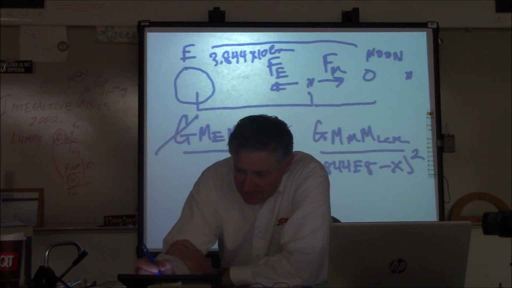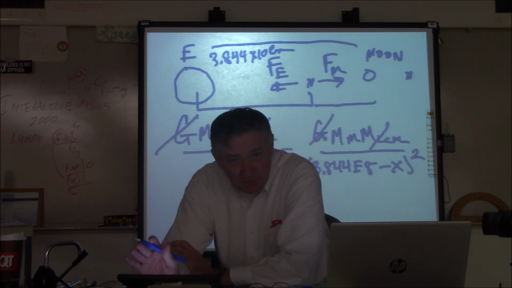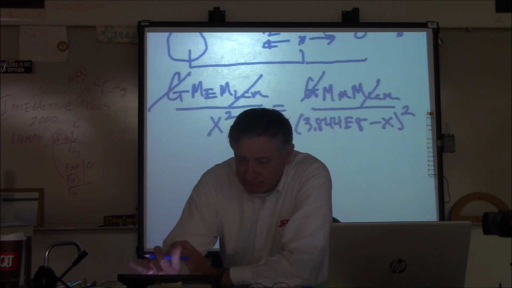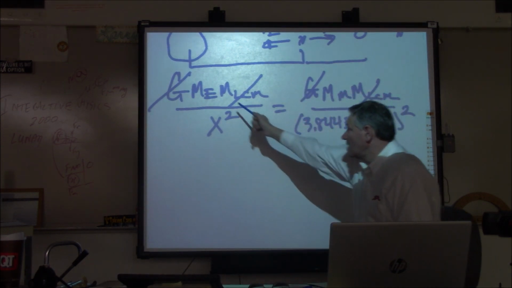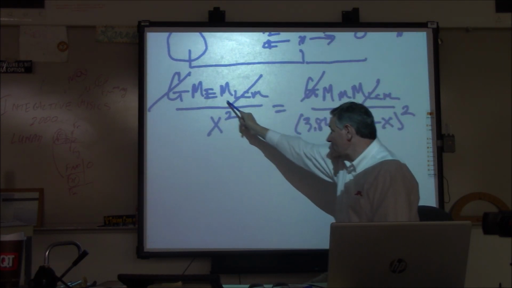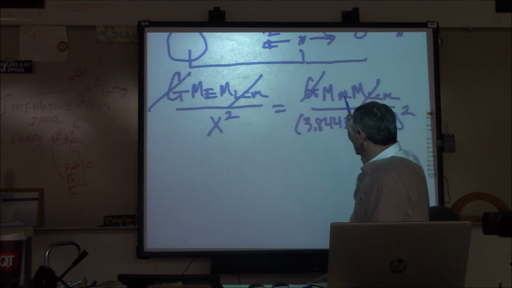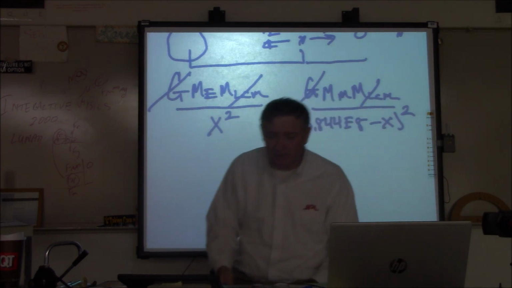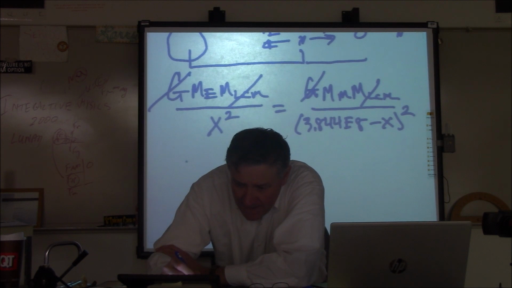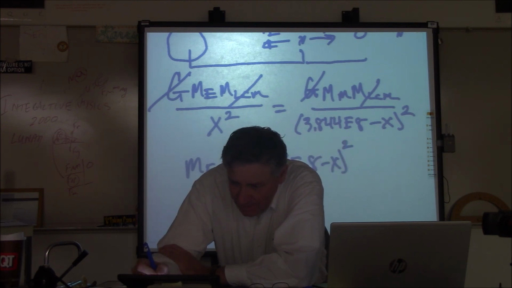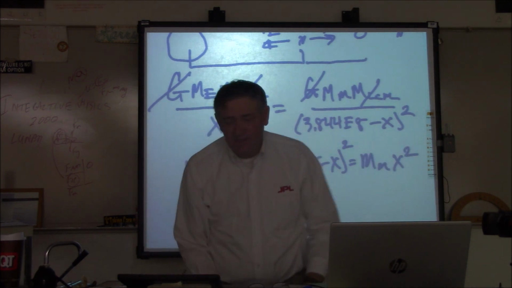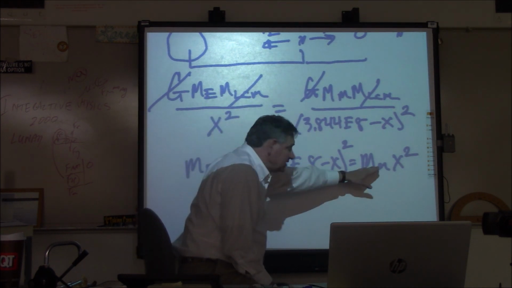So I'm going to drop out these G's, and I'm going to drop out the mass of the Lunar Command Module. Now, at this point, I hate fractions. I'm going to cross multiply. I'm going to take the mass of the Earth times this, and that's going to equal the mass of the moon times x squared. So I'm going to have the mass of the Earth times 3.844 e to the 8th minus x squared is going to equal the mass of the moon times x squared. Now, I've given you the mass of the moon.